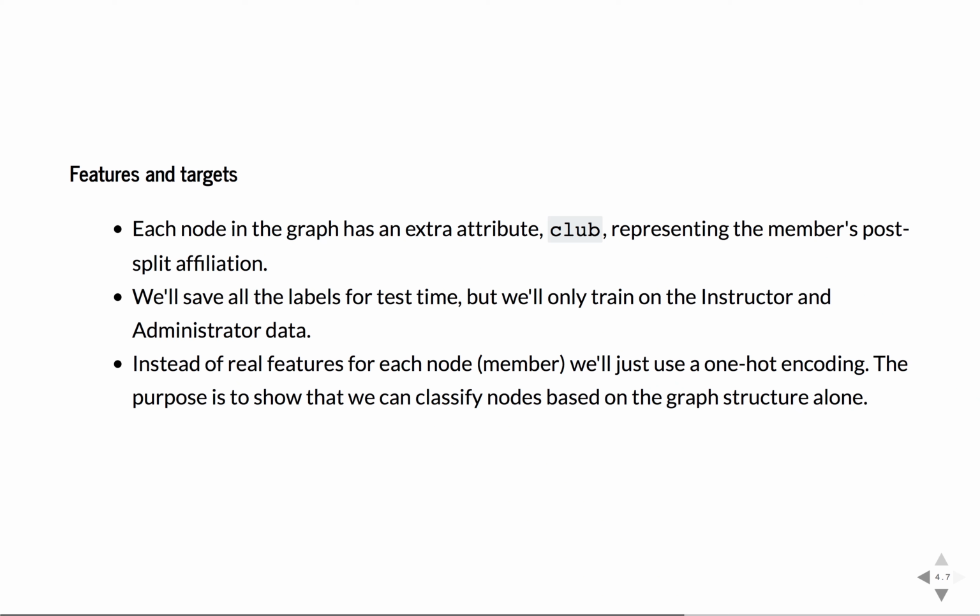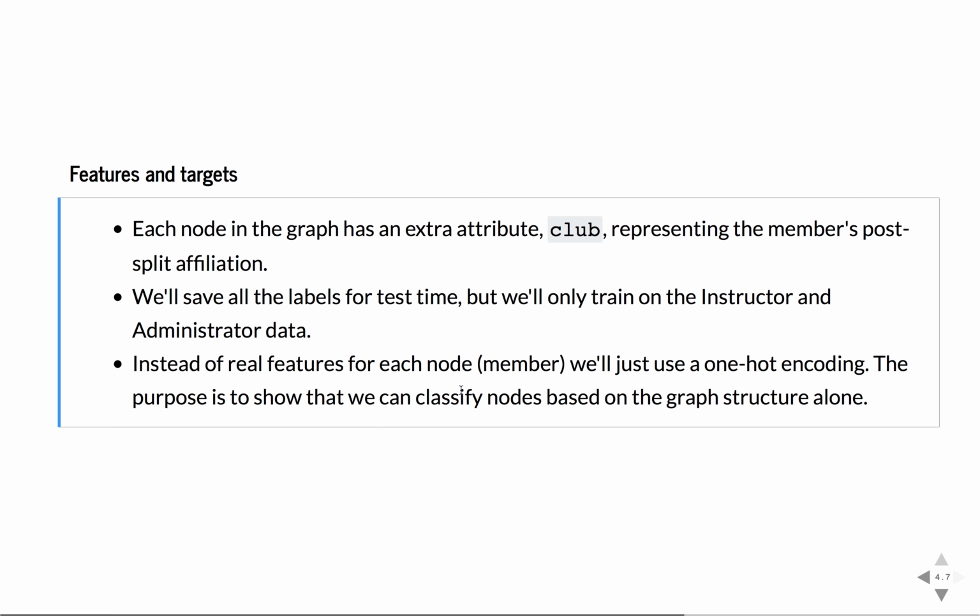Okay. So let's look at our data in terms of our features and our targets. Each node in the graph has this extra attribute, which represents the member's post-split affiliation. This is the actual ground truth label for each of the graph nodes, and we'll use it at test time, but in training time we'll only use the instructor and the administrator label. Obviously the instructor belongs to the instructor class, and the administrator belongs to the administrator class. So that's their post-split affiliation.